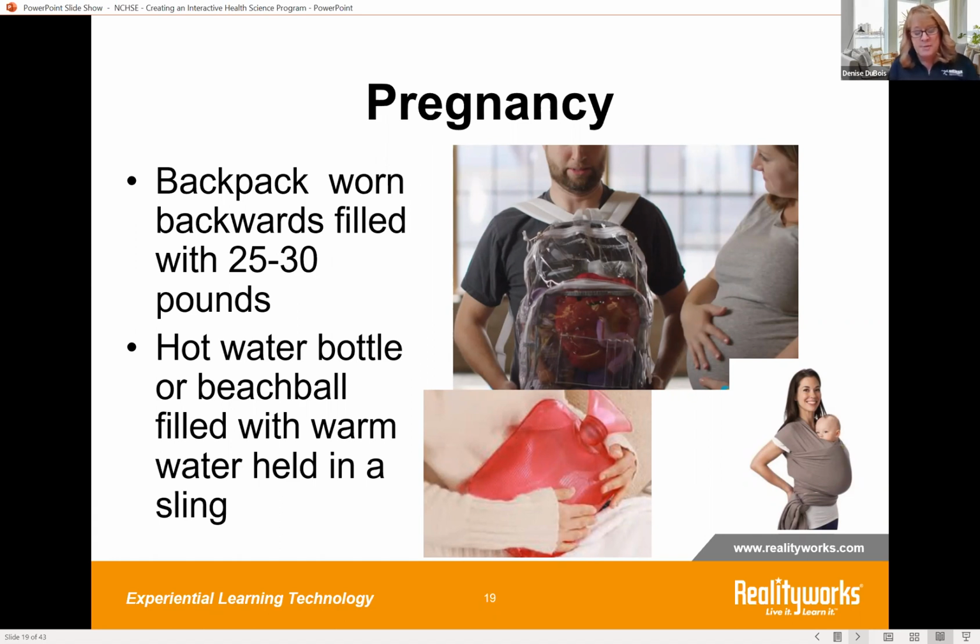And then you could also do something like filling warm water in a hot water bottle or a beach ball and wrapping it with a baby wrap or a sling and wearing it low on the abdomen. You could even use something like a medicine ball or a smaller exercise ball that has some weight to it. Again, strap it to the student and have them try things like tying their shoes, picking things off the floor, sitting and standing. How does that feel? And it might be the closest you get to some of your male students having some empathy and understanding of what it's like for anyone that has a baby. So there you go. There's a couple of ideas there for pregnancy.